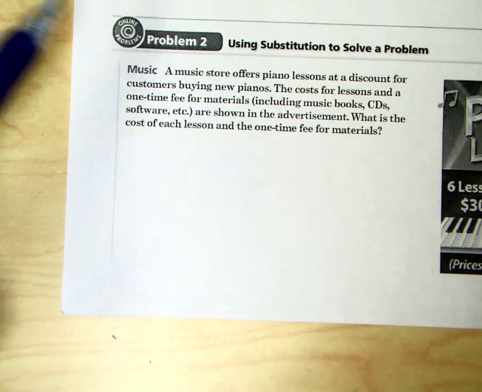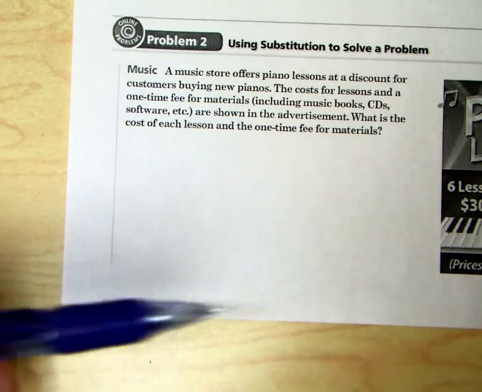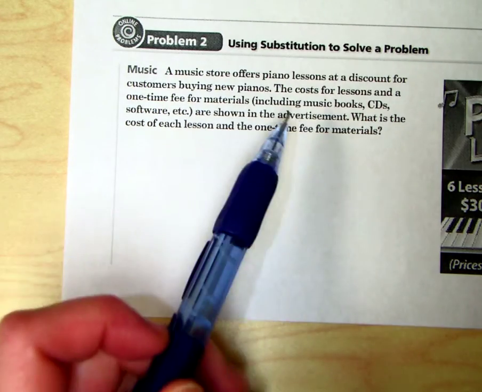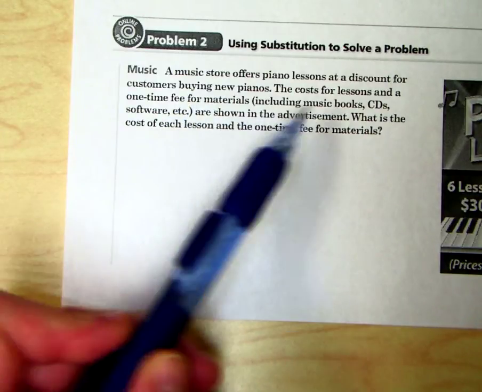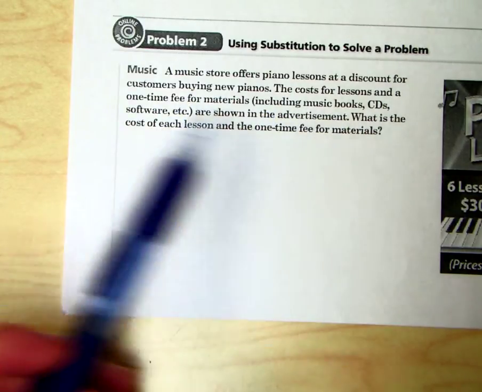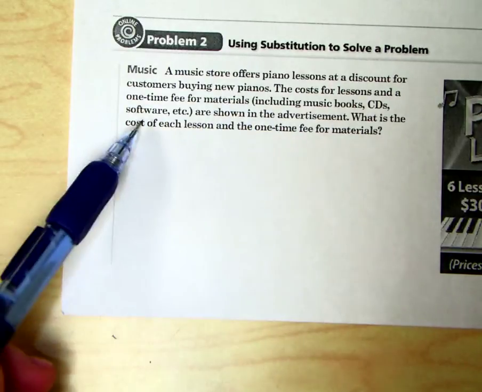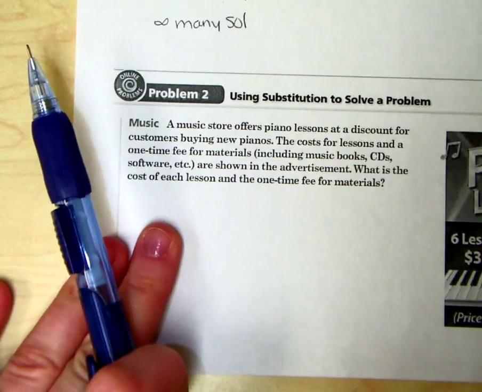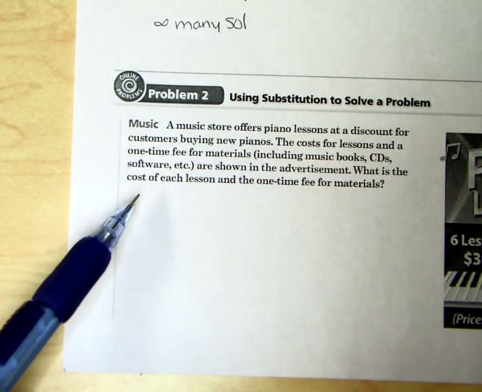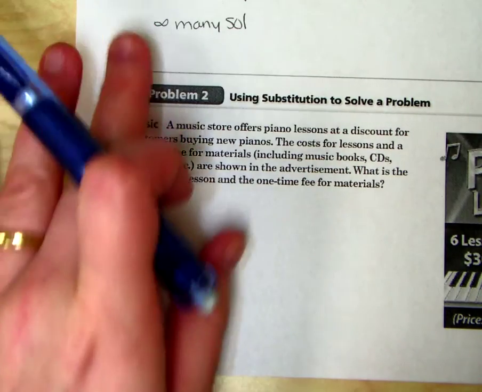The last problem in the notes is a word problem. It was problem 2, but I just saved it until the end. A music store offers piano lessons at a discount for customers buying new pianos. The cost for lessons and a one-time fee for materials, which includes music books, CDs, software, and everything else, are shown in the advertisement to the right. What is the cost of each lesson and the one-time fee for materials?